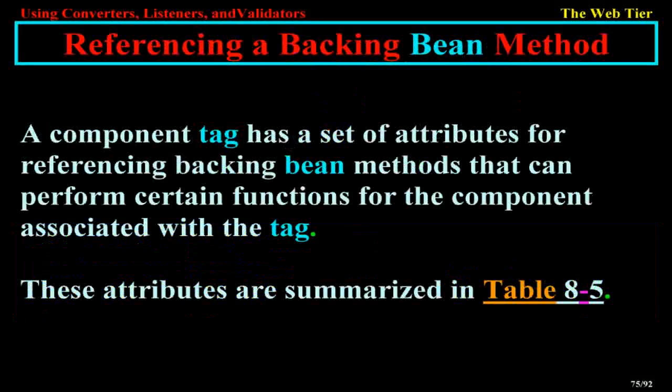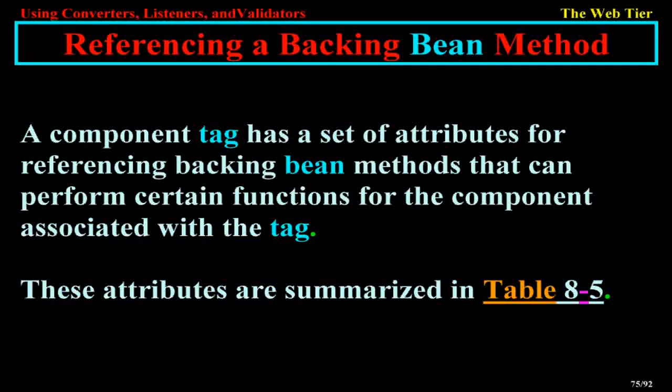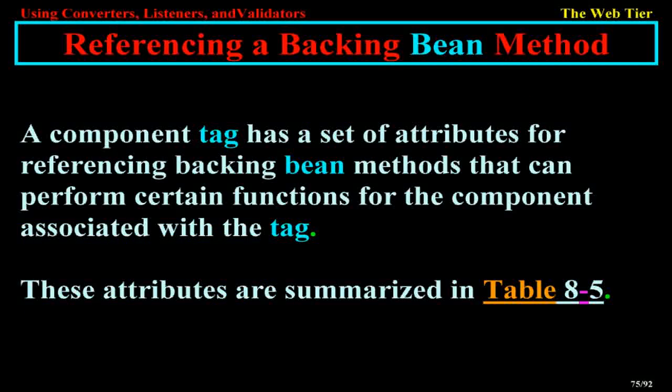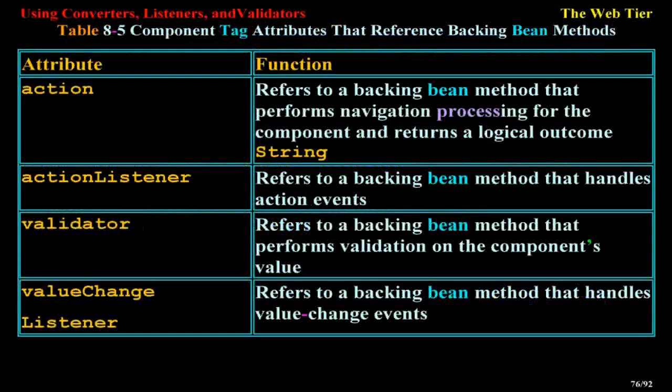A component tag has a set of attributes for referencing backing bean methods that can perform certain functions for the component associated with the tag. These attributes are summarized in Table 8-5. Table 8-5, component tag attributes that reference backing bean methods. The action attribute refers to a backing bean method that performs navigation processing for the component and returns a logical outcome string. ActionListener refers to a backing bean method that handles action events. Validator refers to a backing bean method that performs validation on the component's value. ValueChangeListener refers to a backing bean method that handles value change events.